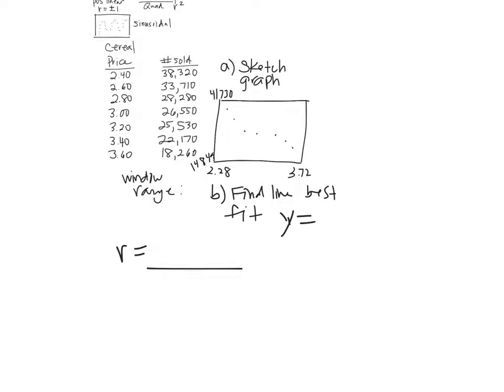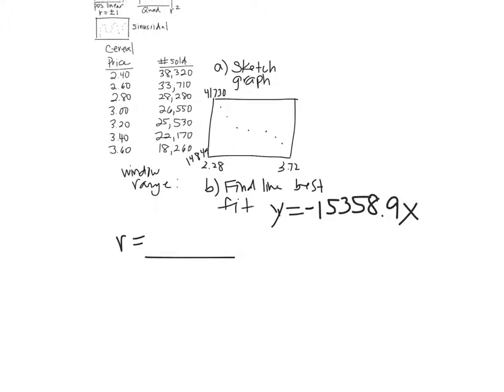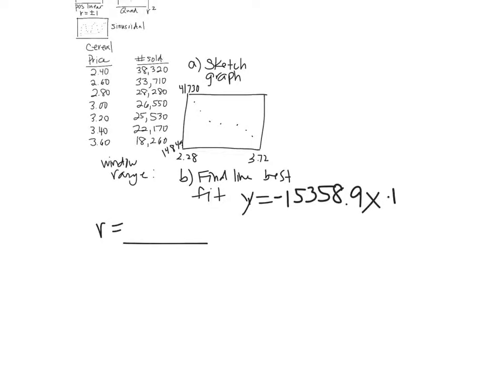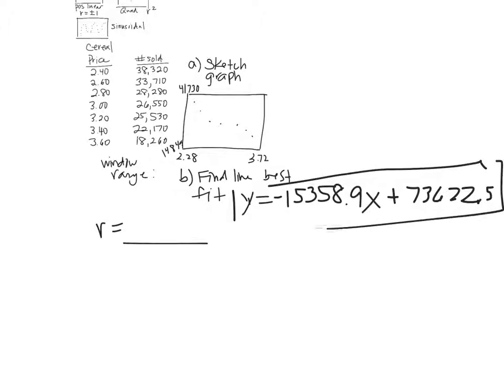So our line is negative 15,358.9x. We'll just round to one decimal place. It's fine. And then plus 73622.5. Okay. And so that's going to predict how many boxes are going to be sold at a certain price. There you go. And then write down what R is. R was negative 0.98. Negative 0.98.